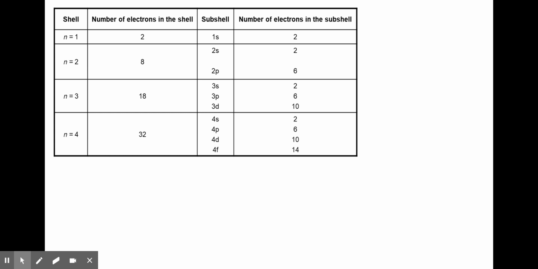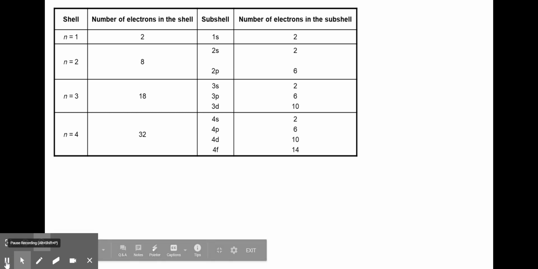But you have to understand that those shells can be broken up into smaller subshells. Okay. So take a look here. Shell 1, so N represents the shell number. It can hold a maximum of 2 electrons. Okay, it has 1 subshell, and that subshell can hold a maximum of 2 electrons. Okay, if we look at row 2 or shell 2, again, in that second shell, we can hold a maximum of 8 electrons, and there are 2 subshells in that second shell, and the first can hold 2 electrons, the second can hold 6 electrons.